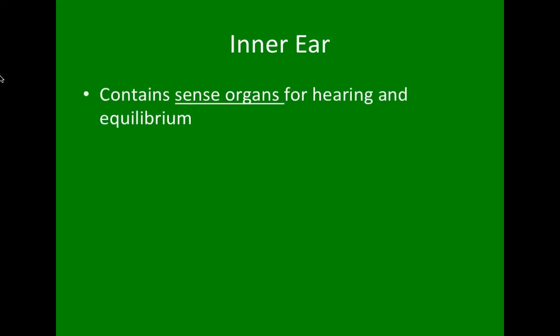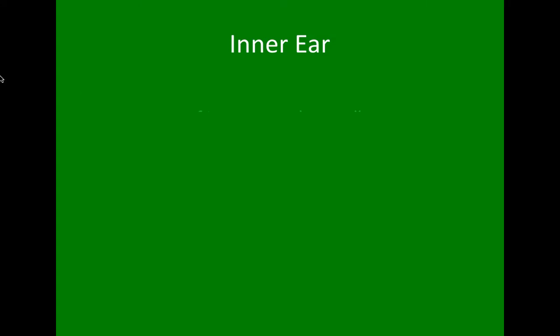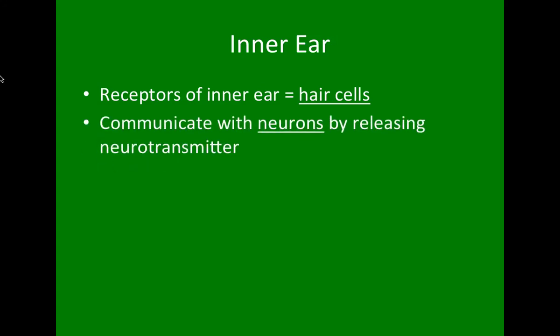Finally, the inner ear is really where a lot of the actual sensing of sound and equilibrium take place. So this is the actual sense organ itself. It includes the vestibule, the semicircular canals, and the cochlea, which taken together are referred to as the bony labyrinth. Within the inner ear, we have receptors that are called hair cells, and they communicate with neurons that are associated with them by releasing neurotransmitter.